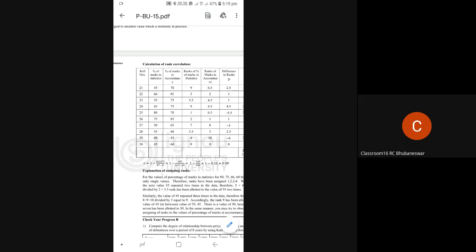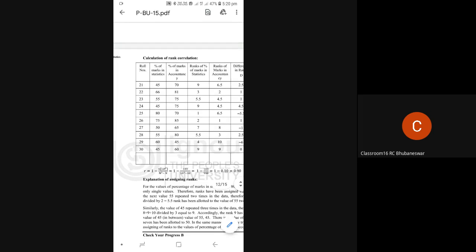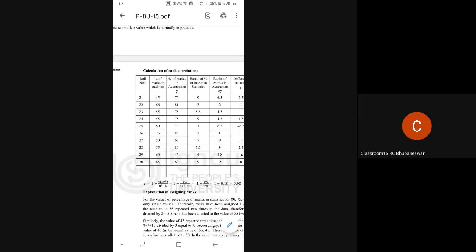In the statistics column, the highest percentage is 80, so 80 will be given rank 1. Below that, 75 is there, so 75 is given the second rank. After that, 66 is given, so 66 is the third rank. Now the fourth rank is 60.